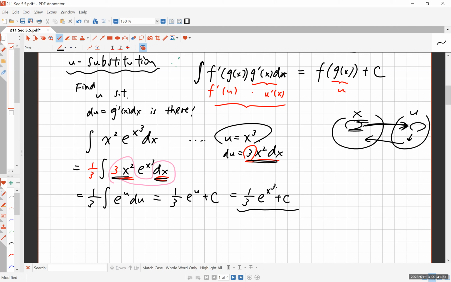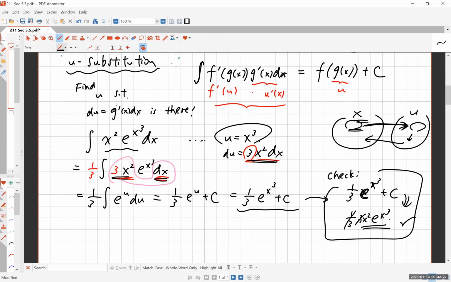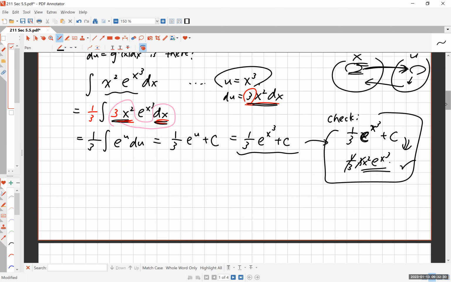If you ever think you made a mistake, or you may not have made a mistake, but you may be afraid that you have, you can always differentiate this. Check. This, oops, it's 1/3 e to the x to the 3rd power plus c. If you take the derivative, it becomes 1/3 e to the x cubed times the derivative of x cubed, which is 3x squared. These will cancel. That's exactly the integrand you started with. Okay, so this works. And now you feel much safer, and you can go on to the next question. All right, so let's try.